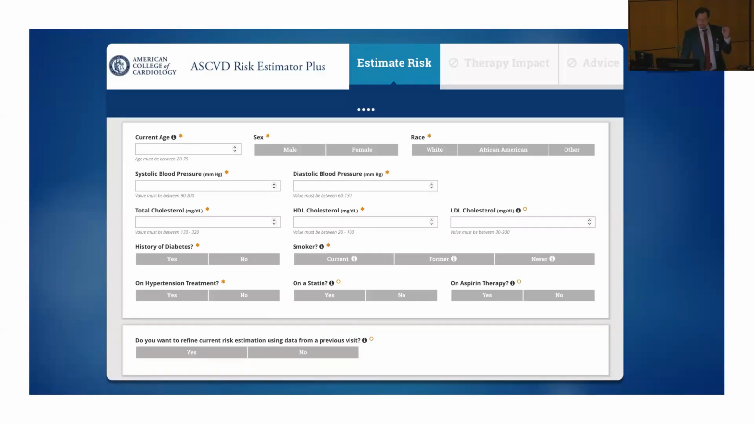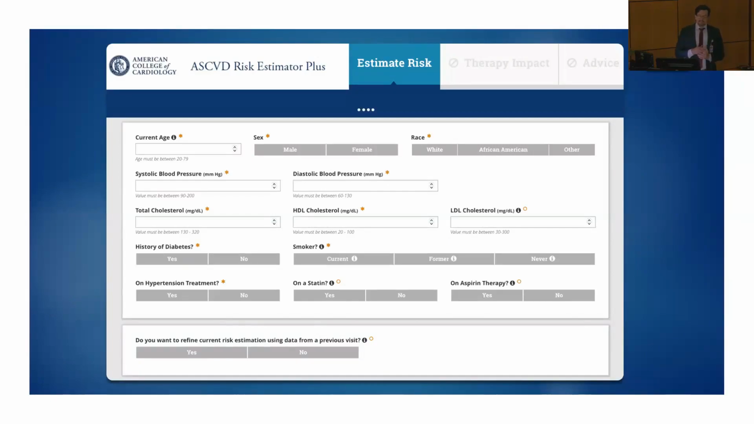And there's the 10-year risk calculator that we all use, or primary care doctors use as well. You put in all this information: their age, sex, race, blood pressure, cholesterol numbers, history of diabetes, smoker, hypertension, and whether they're on a statin or aspirin already. And that pumps out a 10-year cardiovascular risk assessment.